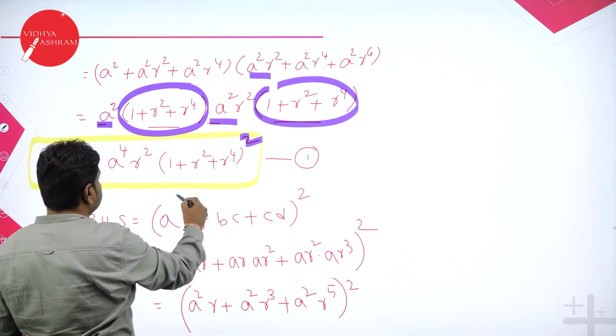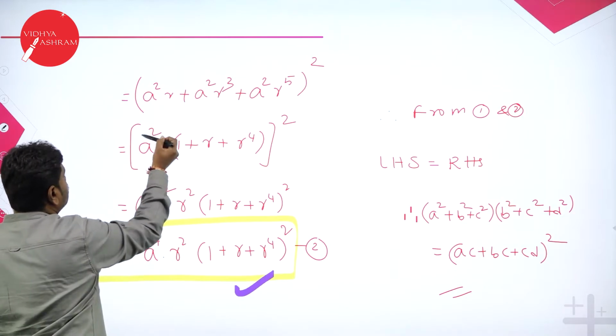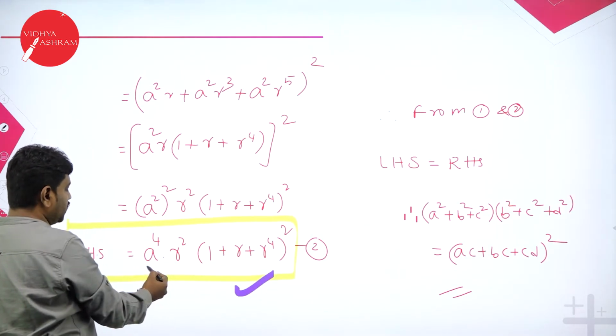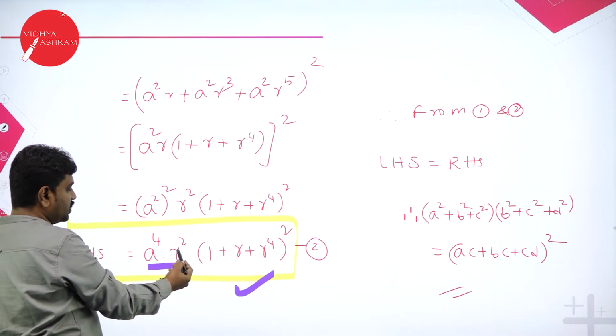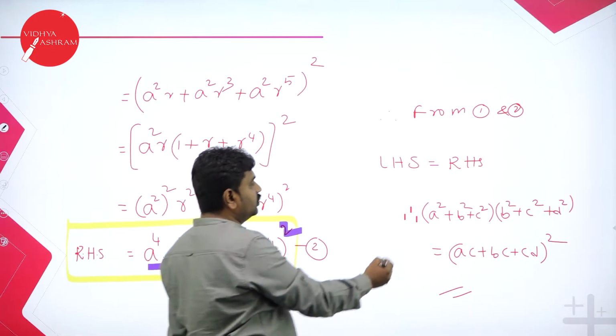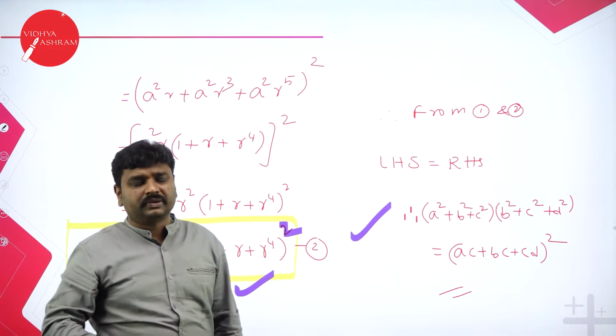So from 1 and 2, LHS and RHS are same. So the second equation also. The second equation is what? AB plus BC plus CD. When you substitute, again you will get A power 4 R square into 1 plus R power 4 whole square. So from 1 and 2, LHS and RHS are same. Hence the proof. One of the good problems.